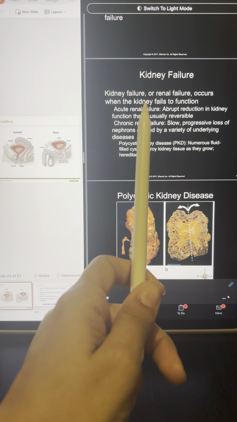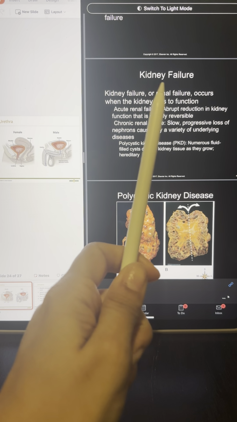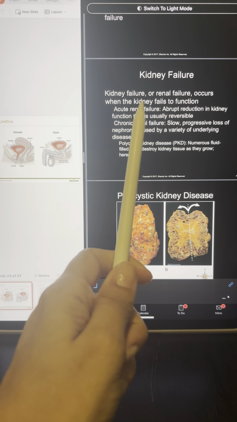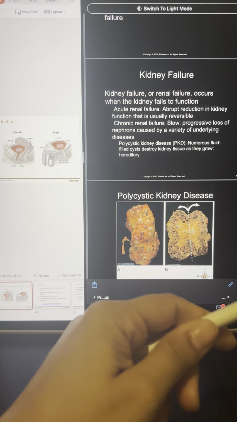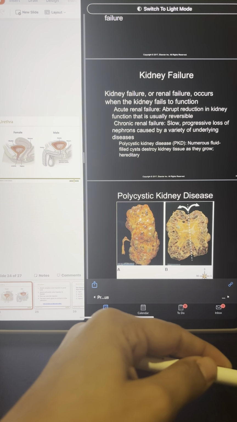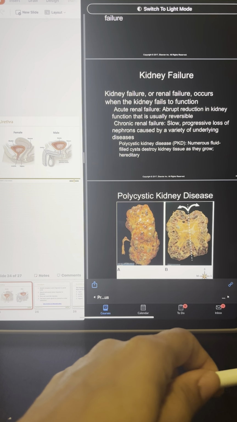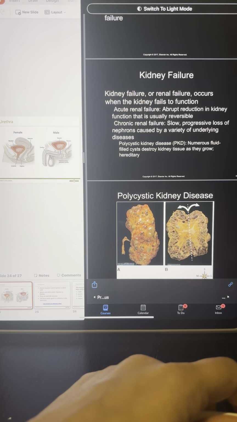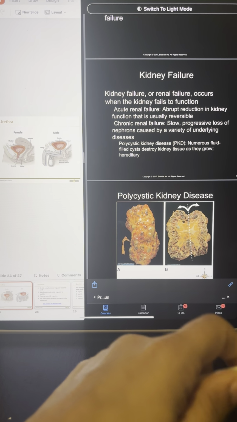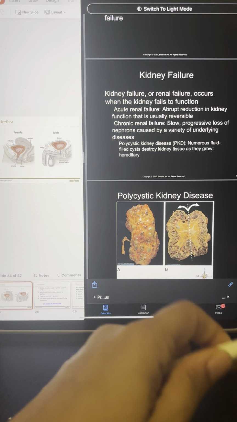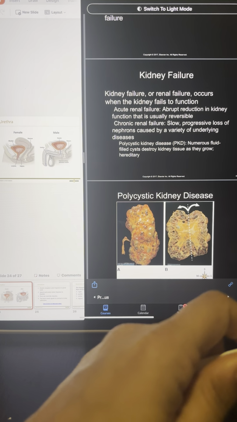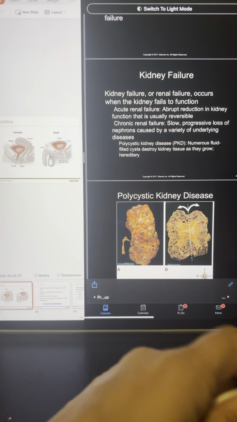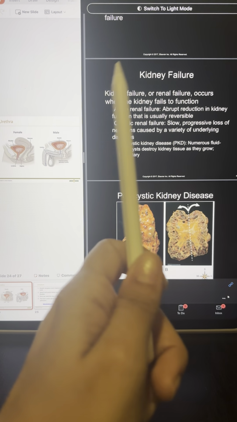Renal failure or kidney failure occurs when the kidney fails to function. Acute, abrupt reduction in kidney function. So there are times when people have come in, we've given them too strong of an antibiotic and didn't test it, and we burn their kidneys. So what they would do is put them on temporary dialysis, allow their urine to be cleaned out, so their kidneys could rest, and then they could go back to normal. It would take some time, but then they could go back to peeing normally.